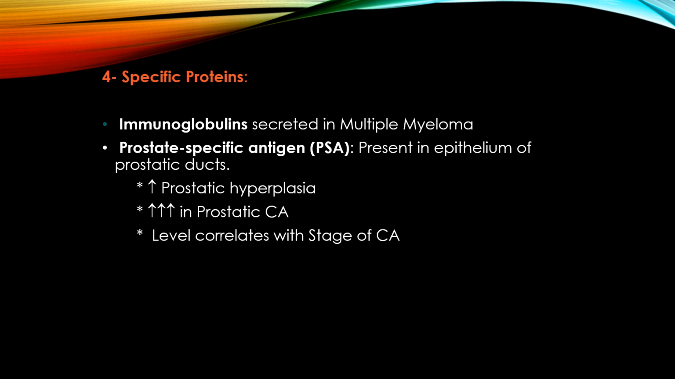Also, we have prostate-specific antigen or PSA, which is present in the epithelium of the prostatic duct. Usually, it is increased in prostatic hyperplasia, which is a benign condition, but it will be very highly increased in prostatic carcinoma. And the levels also correlate with the stage of prostatic carcinoma. So if we have advanced disease, the level of PSA will be very high, while in, let's say, early stages of prostatic carcinoma, the PSA will be elevated, but not at the levels which is seen in advanced disease.